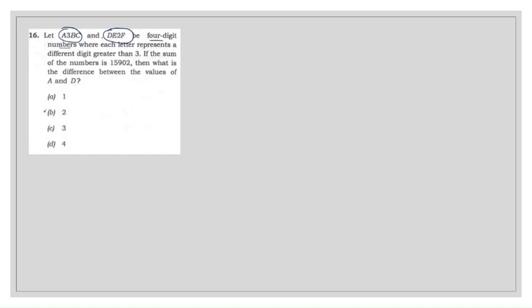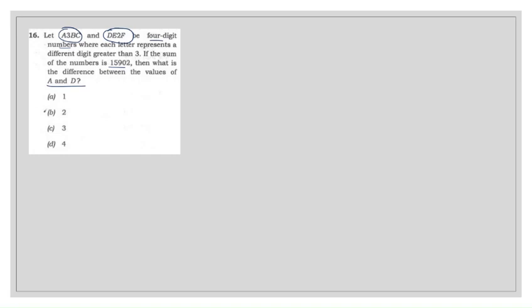One point is that all these letters are for different digits, like no digit gets repeated. And second thing is that all these letters have a value greater than 3. For example, they can either be 7, 9, or perhaps 5, 4, but they cannot be 2, 1 and 0. This is another condition. Then the third thing says, if the sum of the numbers is this, then what will be the difference between the values of A and D?